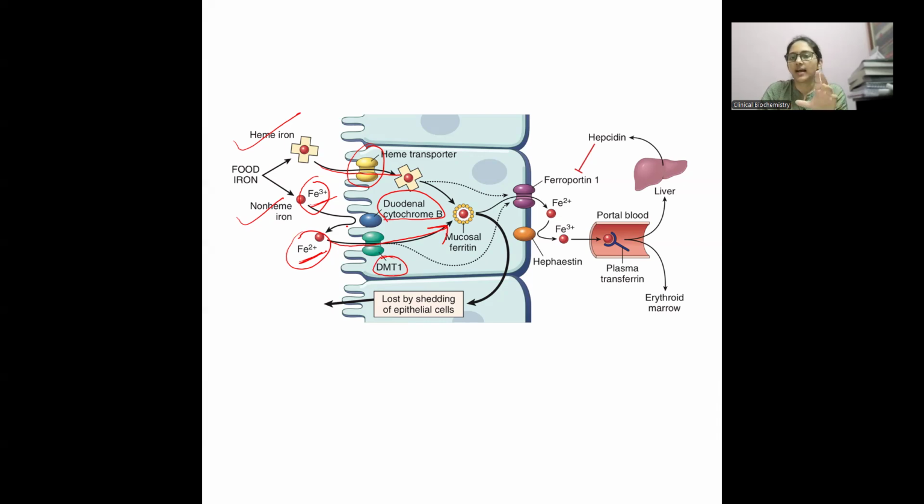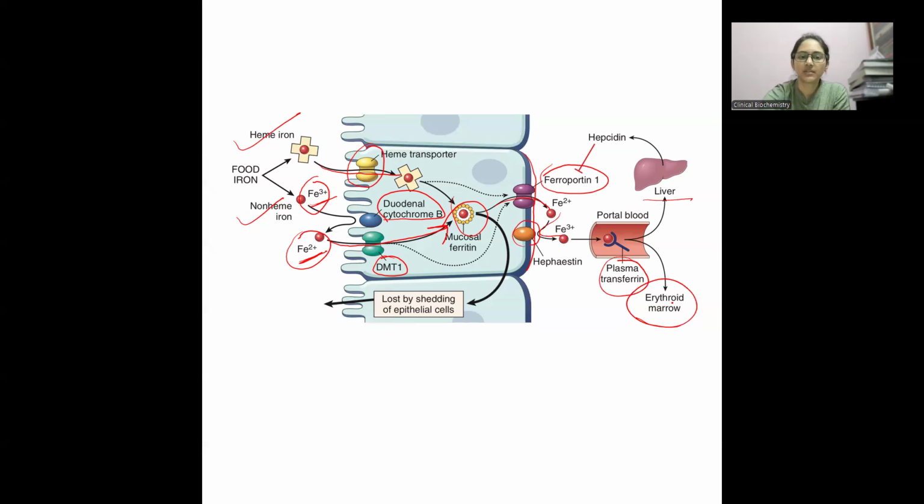After it gets inside, it either gets stored in the form of ferritin, or it is transported to the bloodstream. Along the basolateral membrane, you have the ferroportin, through which the iron gets out. And then hephaestin converts the ferrous to the ferric form, which is the transport form. So ferric gets combined with transferrin in the circulation and gets transported to the liver or to the erythroid marrow. Ferrous form is what enters the intestinal cell. Okay, so this is what you have to understand here.